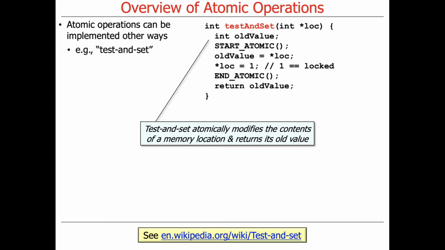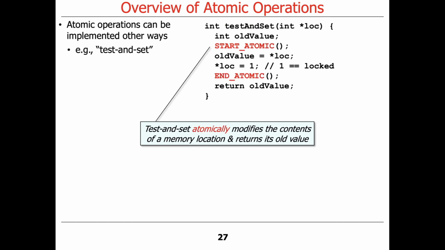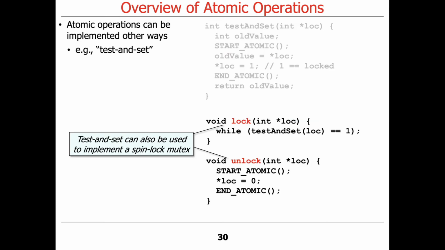So it's going to atomically modify the contents of a memory location and return its old value. So once again, we have this atomic region. We are going to set the value of old value to the current value of lock, and then we're going to go ahead and set that value to 1. So we modify the contents, we set it to 1, and then we return the old value. And this will tell us whether or not something has changed its state. So it's not quite as useful as compare and swap, but it's a bit simpler.